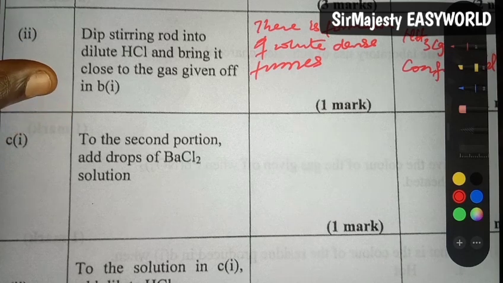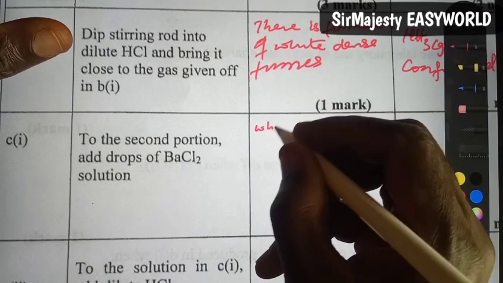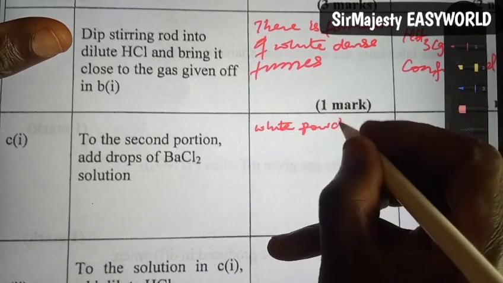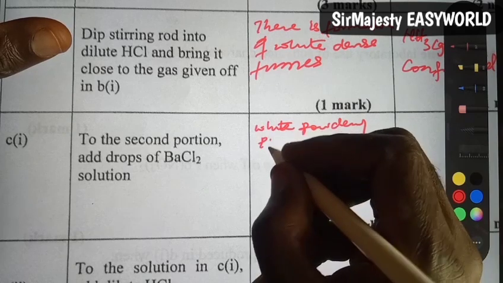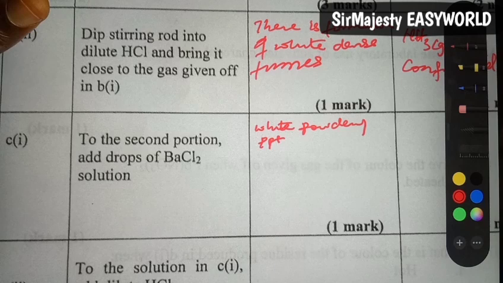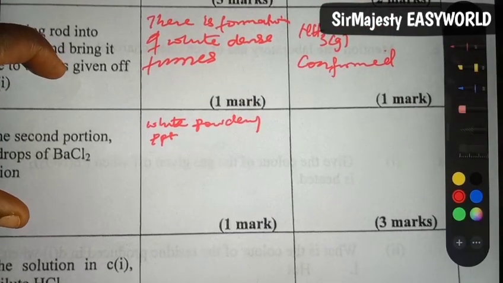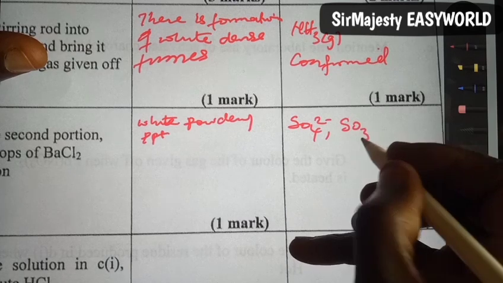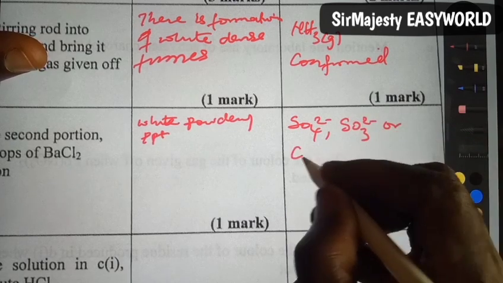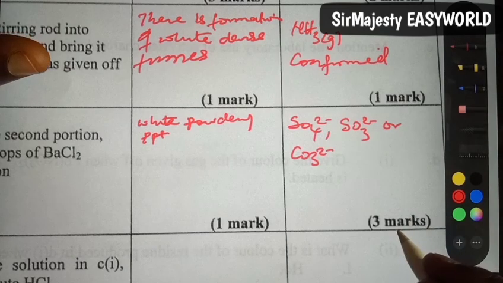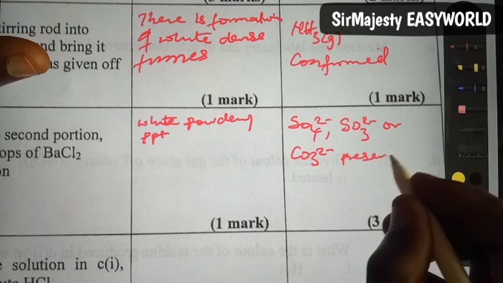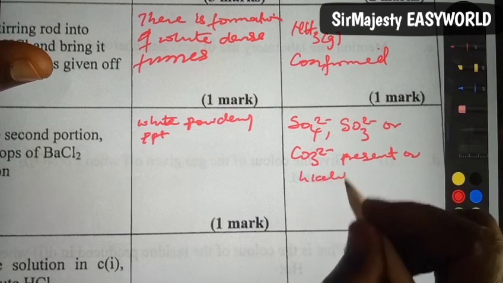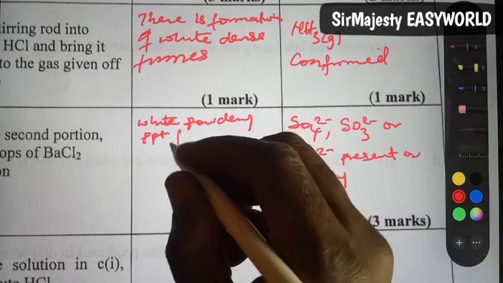When you add barium chloride, there will be formation of a white powdery precipitate, is what you will observe. If this happens and you know that what you added is barium chloride, what I taught you is that you suspect three anions: sulfate (SO4 2-), sulfite (SO3 2-), or carbonate (CO3 2-), which is equivalent to the three marks you are seeing here. You say present, don't confirm yet, or you say likely. So white powdery precipitate formed.